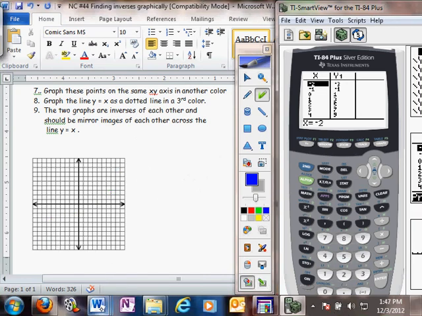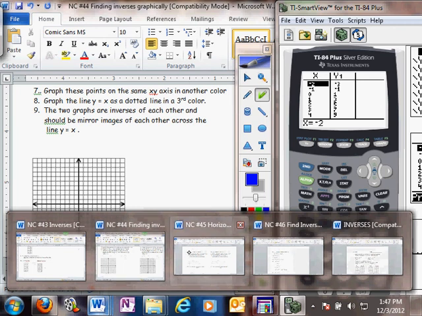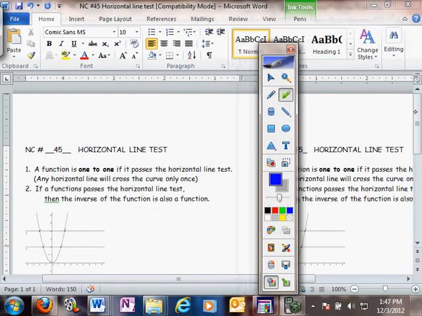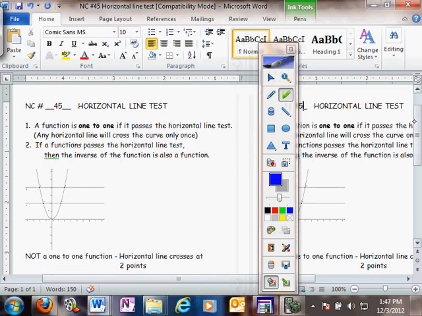And then finally, let's move on to note card 45. It's pretty short and sweet and simple. If you recall, the vertical line test is a test where we use a vertical line to determine if a graph is a function or not. And basically, if you can draw a vertical line on a graph that crosses more than one point at any place, then it fails the vertical line test and it's not a function. That's a review. We're going to talk now about the horizontal line test.